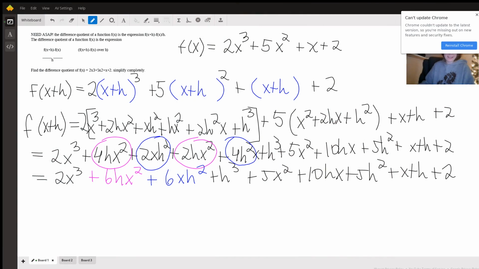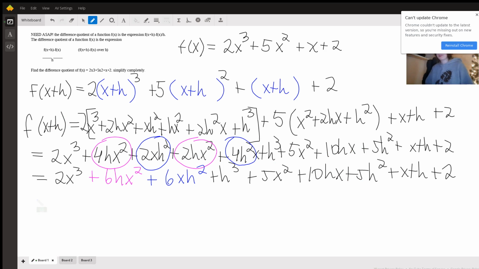So we have our original formula, f of x plus h minus f of x over h, and we have to find the difference quotient of 2x cubed plus 5x squared plus x plus 2. So this is a really long problem. As you can tell, it takes up about a couple boards.